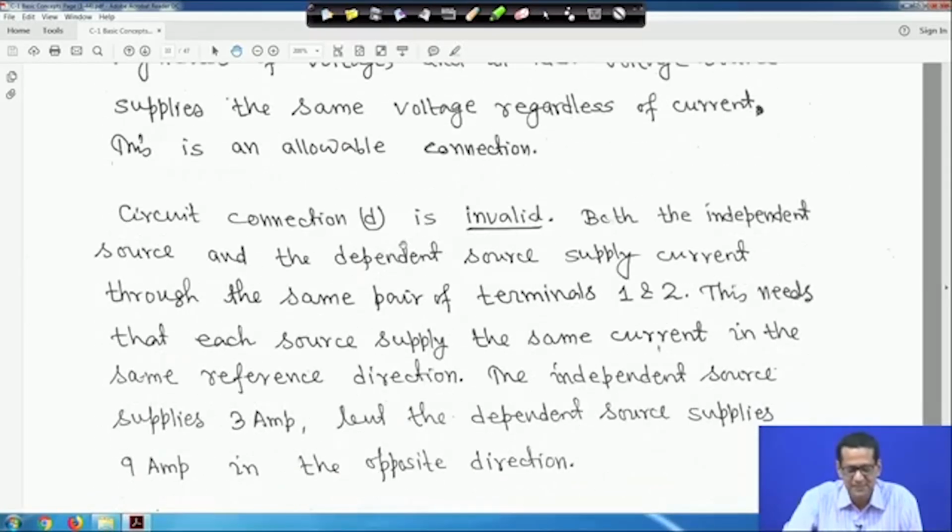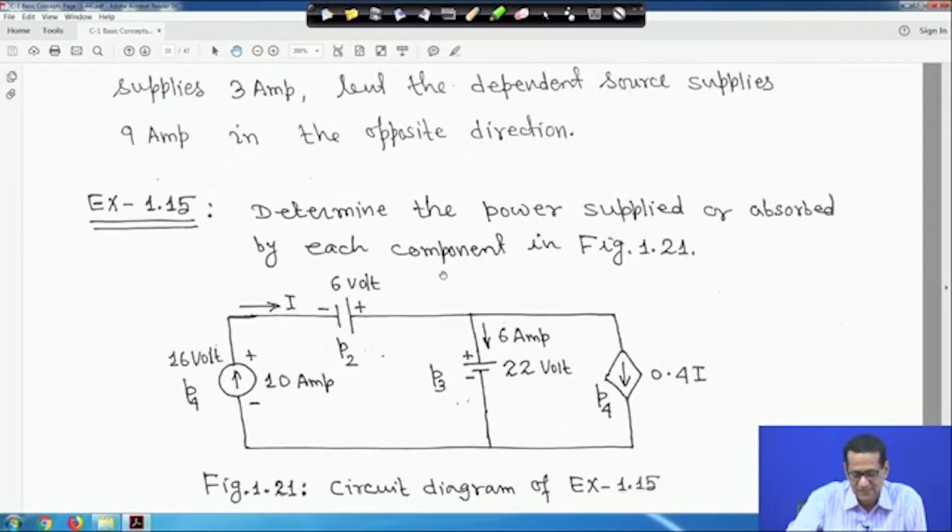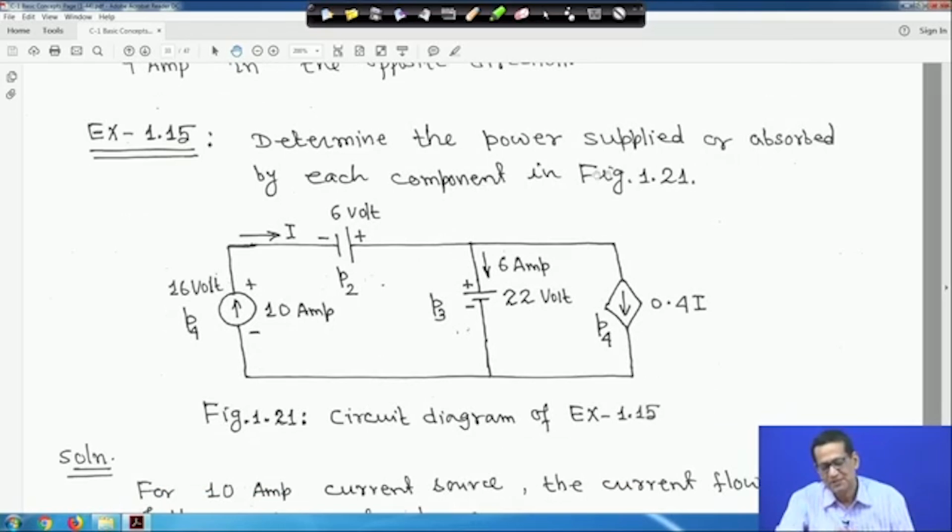So, everything I have written here, I have explained. Now, determine the power supplied or absorbed by each component in figure 1.21. I am telling figure 1.21, that is the chapter 1 figure.